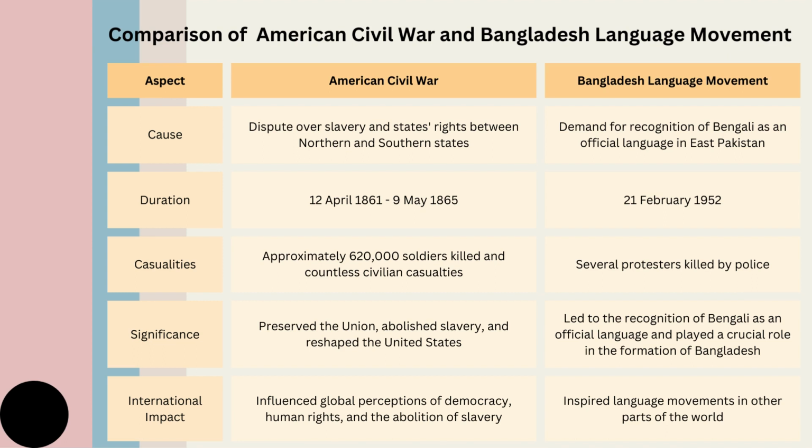The casualties of the American Civil War were approximately 620,000 soldiers killed and countless civilian casualties. In the Bangladesh language movement, several protesters were killed by police. The significance of the American Civil War was to preserve the Union, abolish slavery, and reshape the United States. On the other hand, the significance of the Bangladesh language movement was that it led to the recognition of Bengali as an official language and played a crucial role in the formation of Bangladesh.